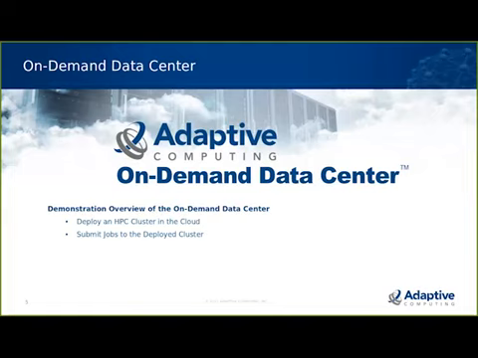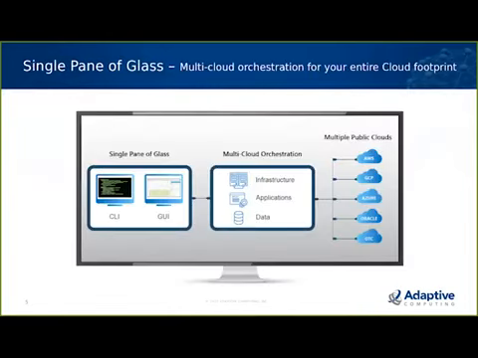Now, to define the on-demand data center, it's an extremely flexible and scalable cloud management platform, which is used to automate infrastructure deployment, monitoring, scaling, and shutdown of cloud resources. The on-demand data center provides a single pane of glass. It allows you to orchestrate your entire cloud footprint across multiple public clouds. It comes with a command line interface and a graphical user interface, which allows you to manage your infrastructure, applications, and data across any of the major public cloud providers.